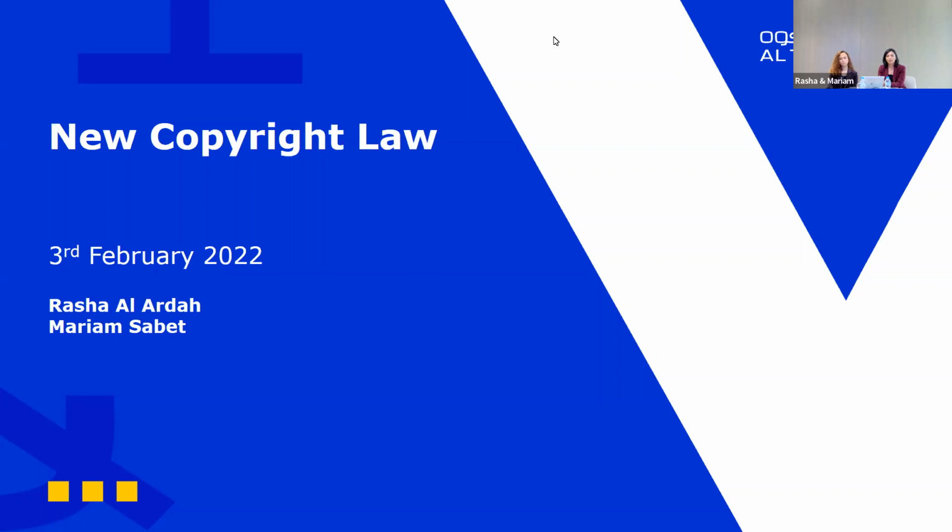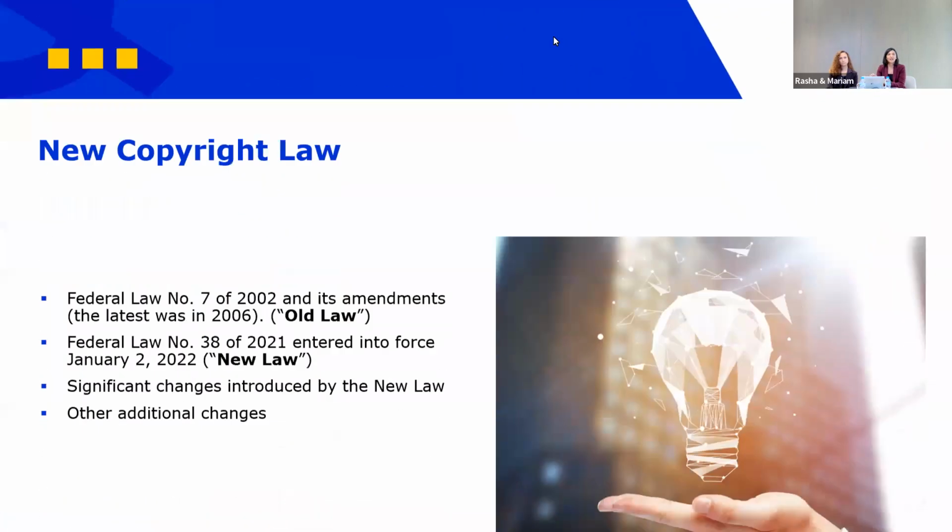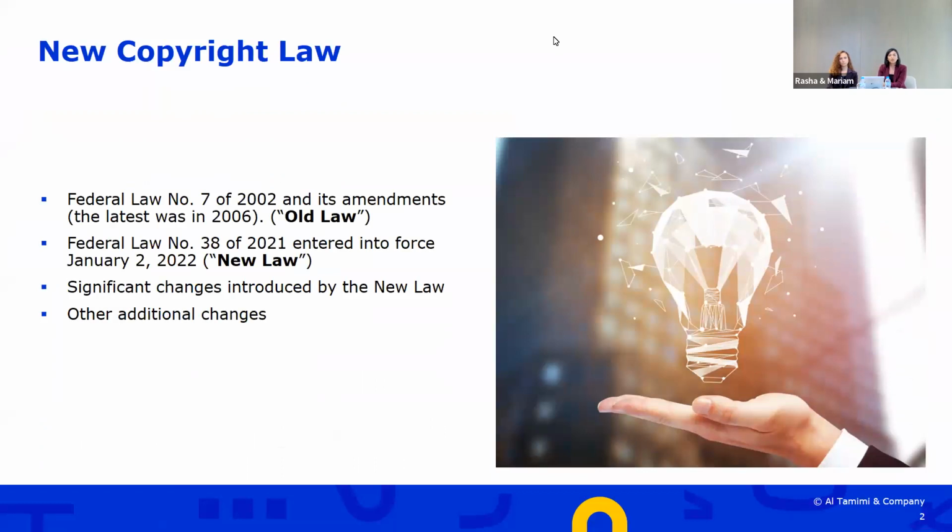Before this new law was issued, we had federal law number 7 of 2002, and it was amended a couple of times. I think the latest was in 2006. So basically, the amendments were quite a long time ago. So maybe it is now the perfect time to do new reforms and to have new amendments to the law. This is also especially with all the changes that are happening in our life, and especially the increased role of technology in our life over the past couple of years.